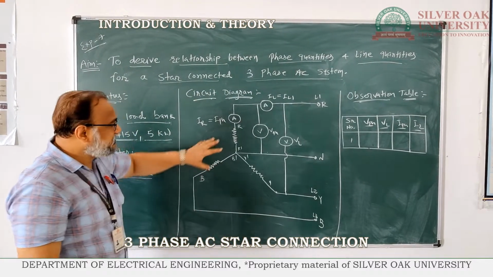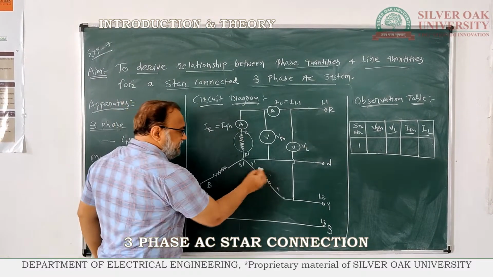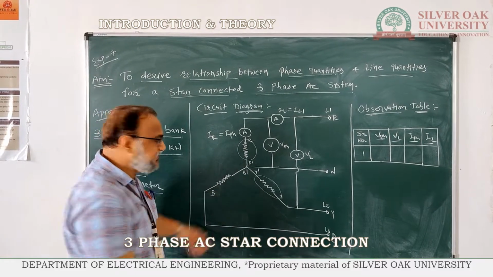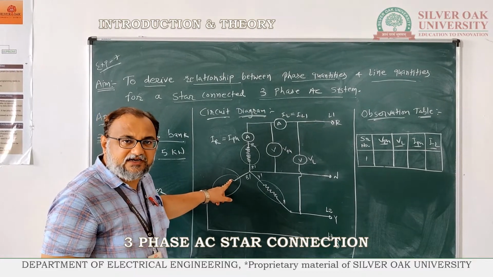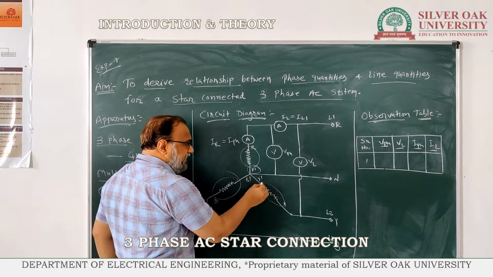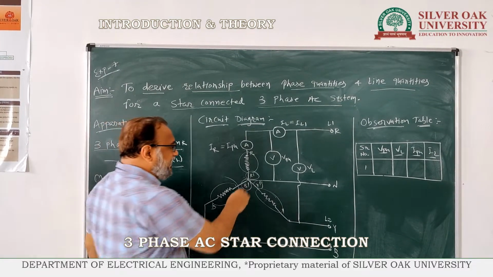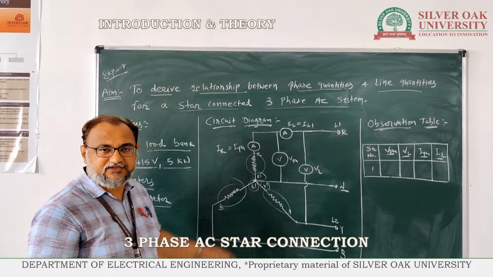See, you can see here three phases. This is one of the phases. This is the second phase. You can consider this one as the R phase, this one as the Y phase, and this is the B phase. You can see here that they are connected in star connection. How do we know? Similar ends R dash, Y dash and B dash are connected at a common point, and that common point is the neutral.